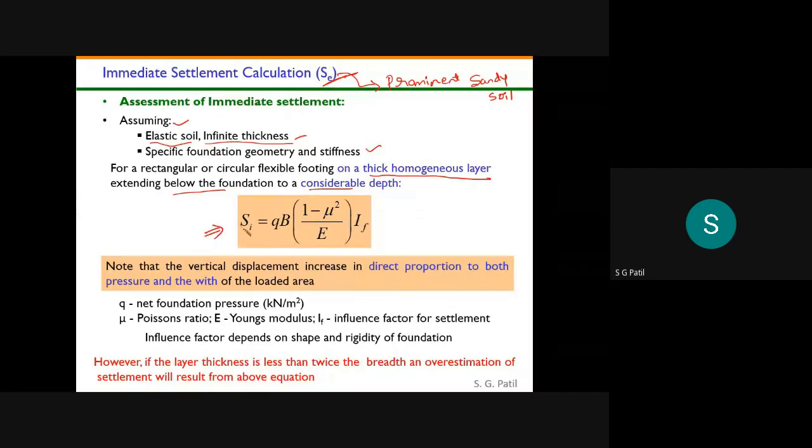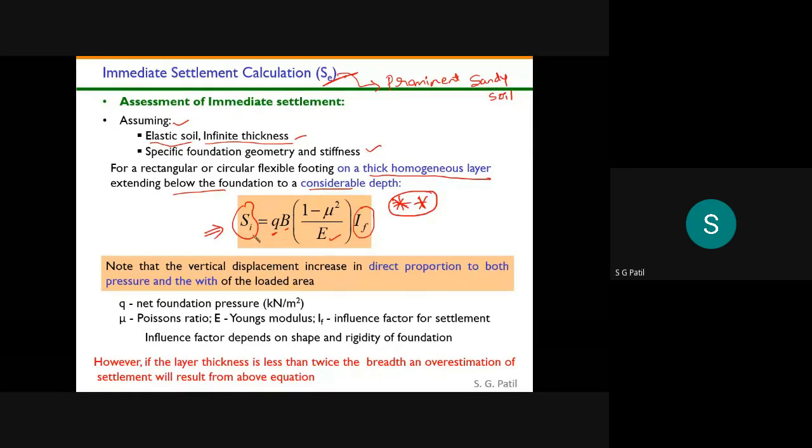So what is the formula? Immediate settlement SI is equal to Q times the width of the footing B, into 1 minus the Poisson's ratio squared, divided by Young's modulus E, into the influence factor. This formula is important, so you should remember it. In exams, many times the problems are asked based on this formula.